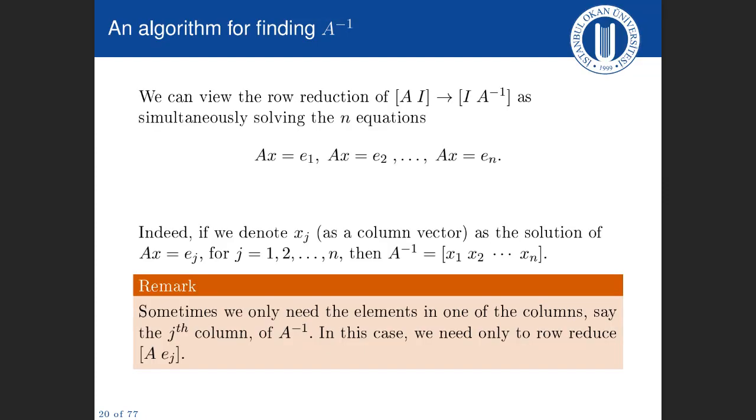Now, this is useful because sometimes we only need to find the elements in one of the columns of A inverse. If we only want to find the jth column of A inverse, we don't need to find all of A inverse. Instead, we could just row reduce the augmented matrix A e_j.